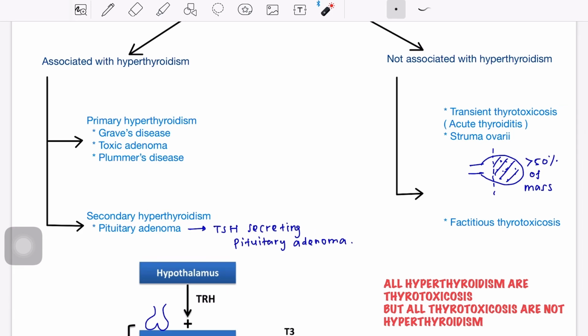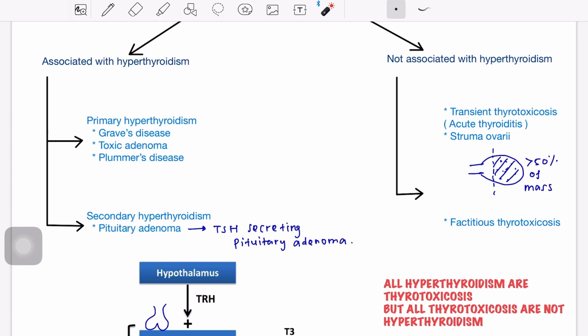The causes associated with hyperthyroidism we can think of as primary hyperthyroidism and secondary hyperthyroidism. Primary hyperthyroidism: what do we mean by primary? Primary means the problem is in the gland itself. When we are talking about hyperthyroidism, which gland are we talking about? The thyroid gland, right? So primary means the problem is in the thyroid gland itself. So it can be Graves disease, toxic adenoma, or Plummer's disease.